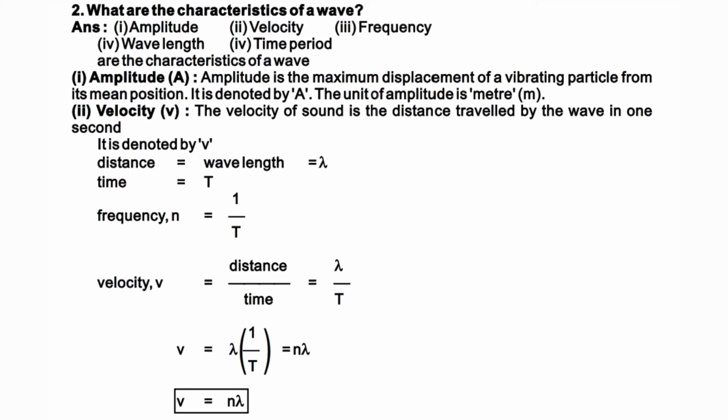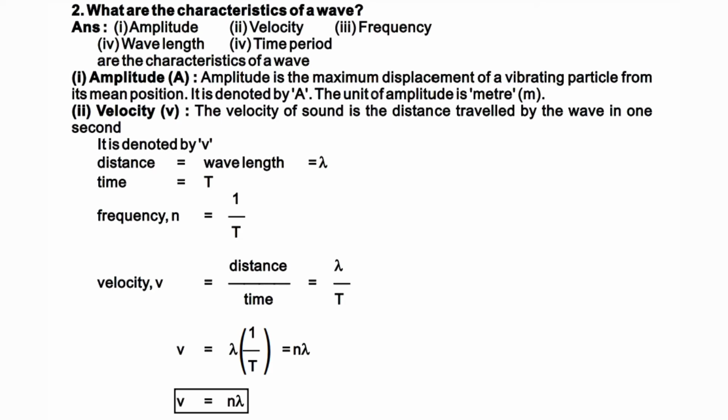Second question: What are the characteristics of a wave? Answer: Amplitude, velocity, frequency, wavelength, and time period are the characteristics of a wave. Amplitude, A. Amplitude is the maximum displacement of a vibrating particle from its mean position. It is denoted by A. The unit of amplitude is meter, m.